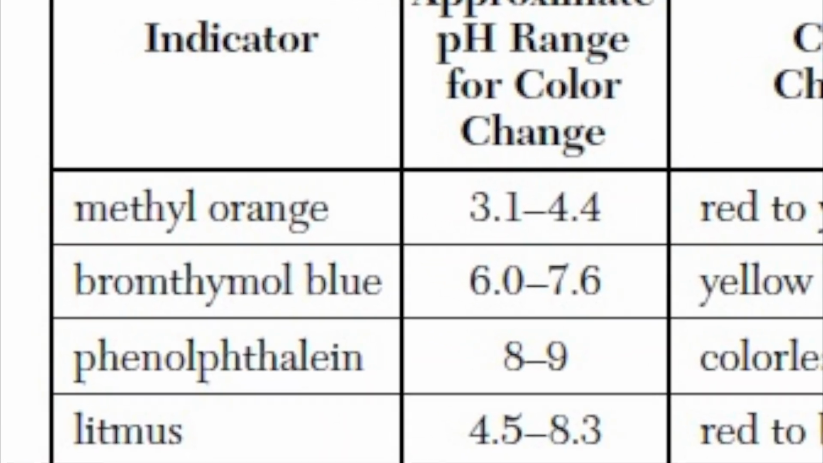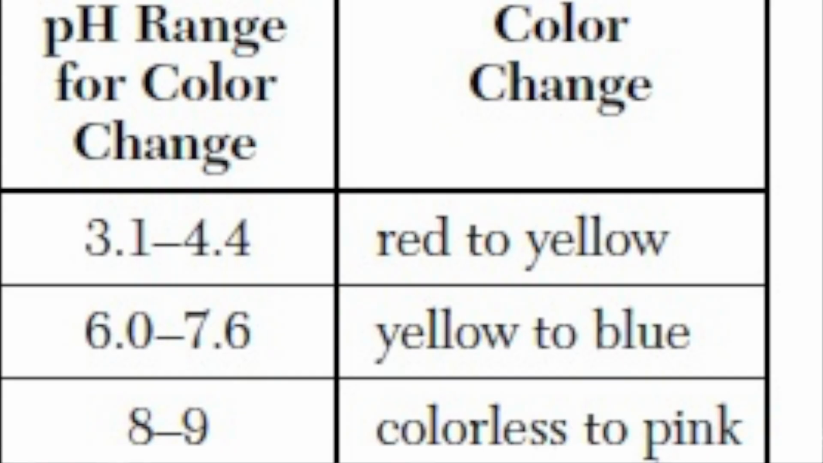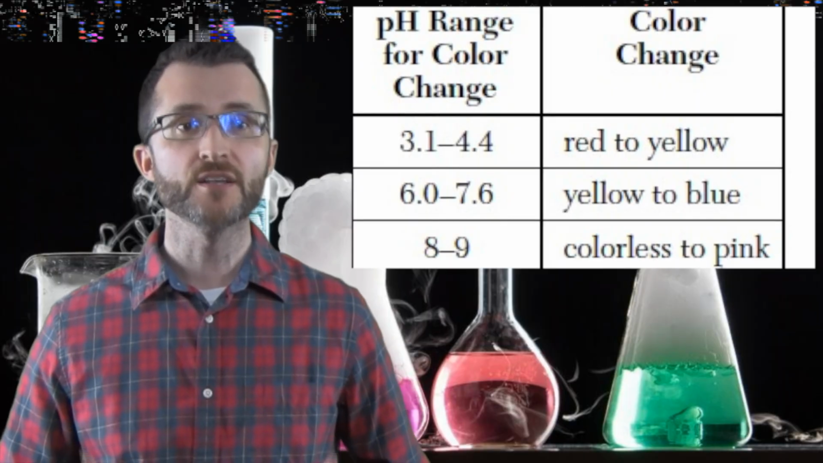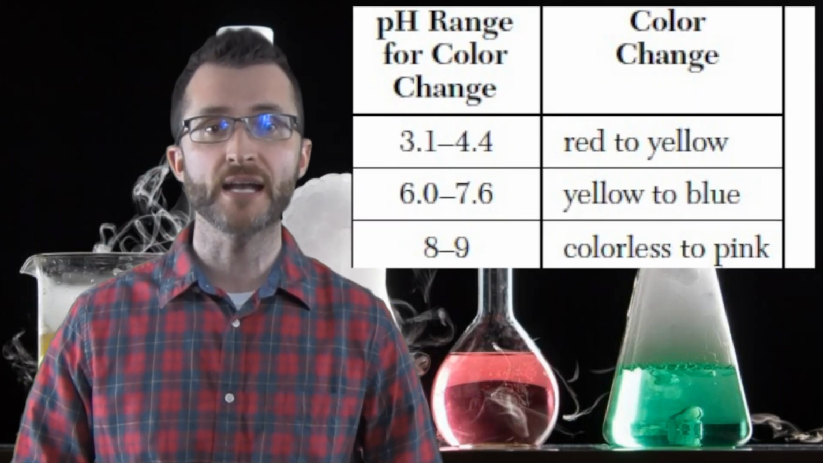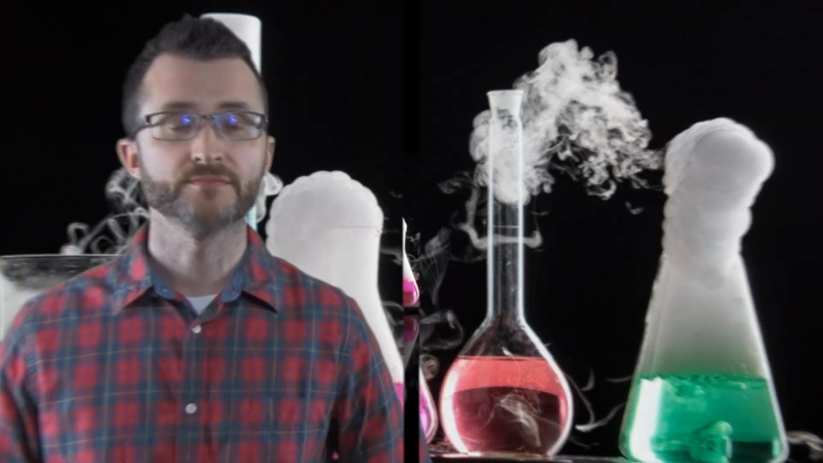Let's look at methyl orange. Methyl orange will be red below a pH of 3.1. Methyl orange will be yellow at a pH above 4.4. But if we're in between 3.1 to 4.4 for our pH, we'll be a combination of the two colors, orange.